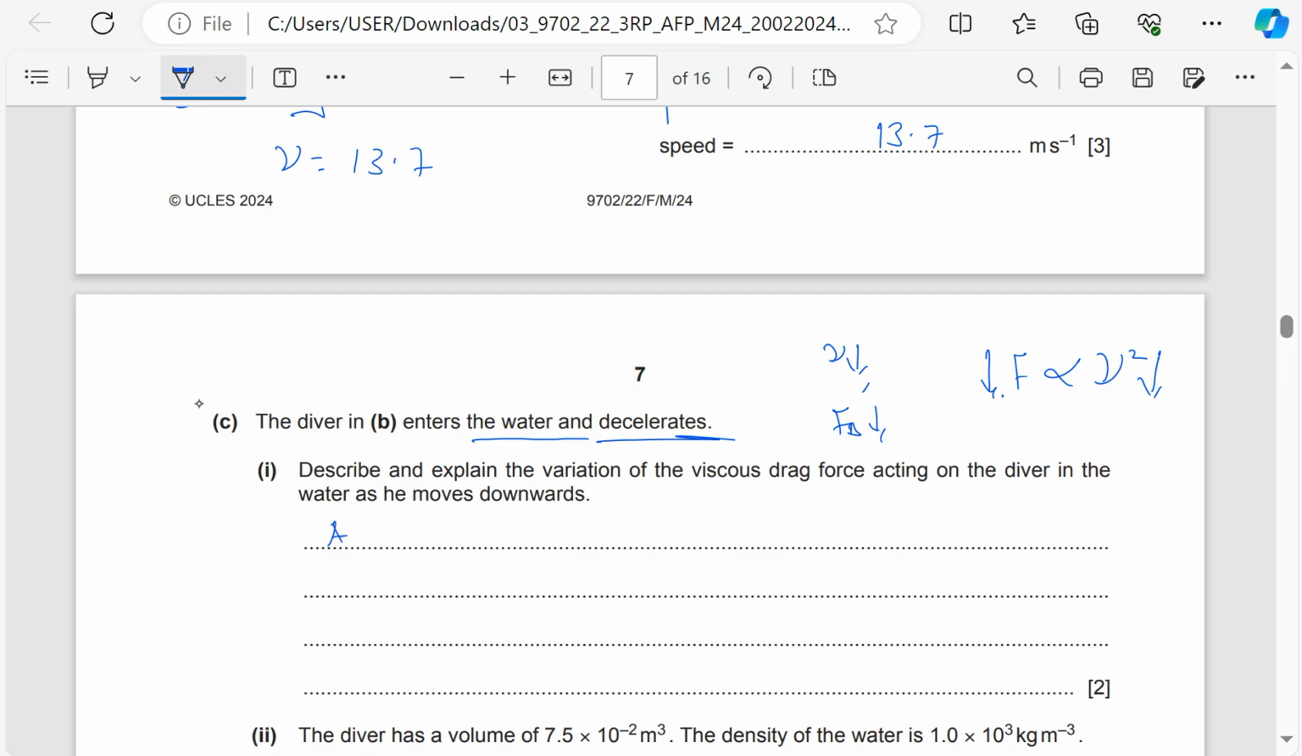So as the diver moves down, their speed decreases because they said decelerates, so their speed decreases. So the viscous drag force also decreases.